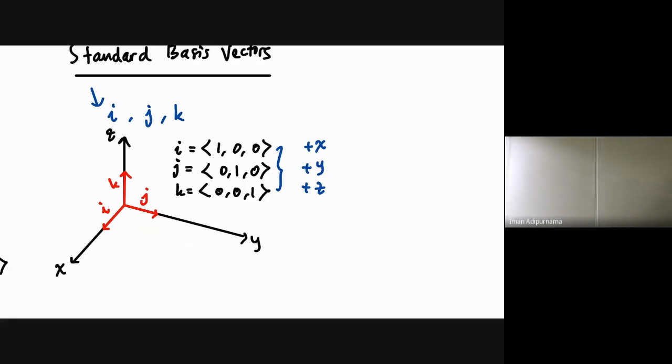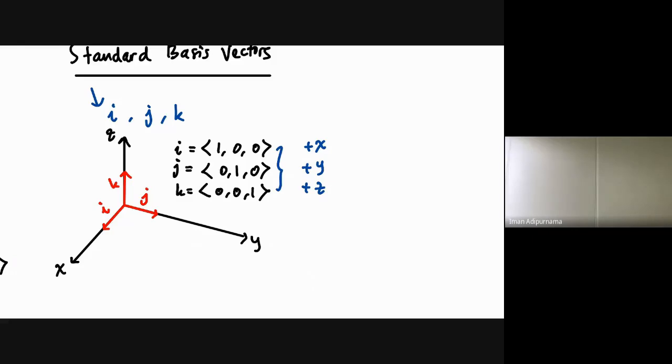Okay, now i, j, k, let me remind you again. It's a vector with one unit length. Its direction is each of them is positive x, positive y, positive z. Okay, so we need i, j, k to rewrite our equation in vector form.